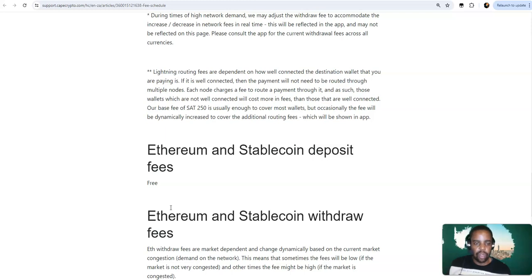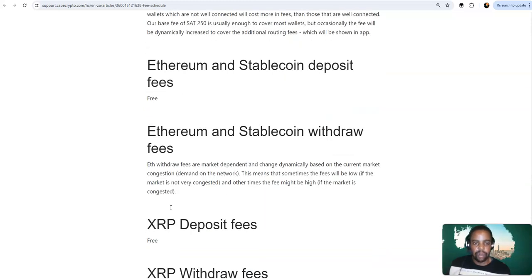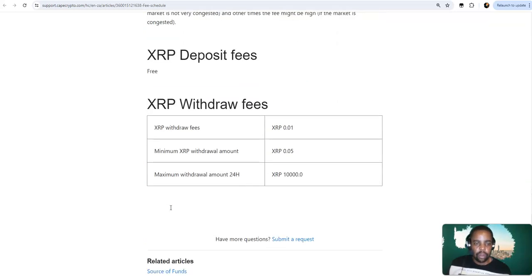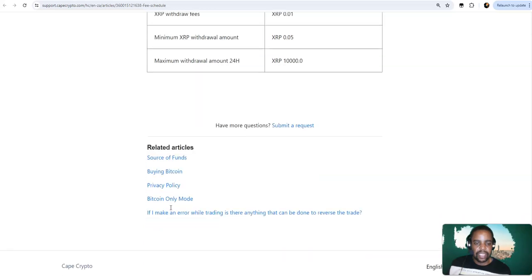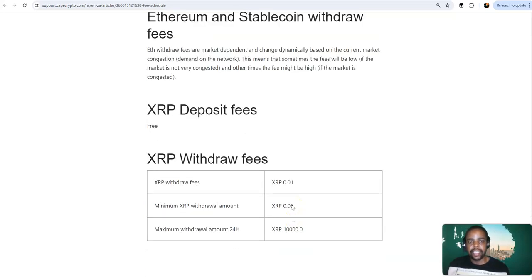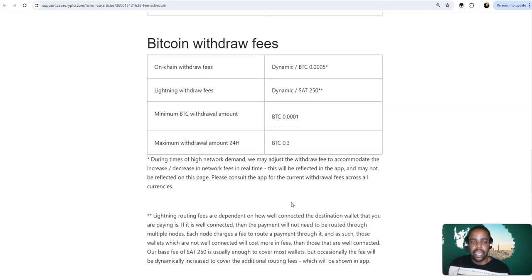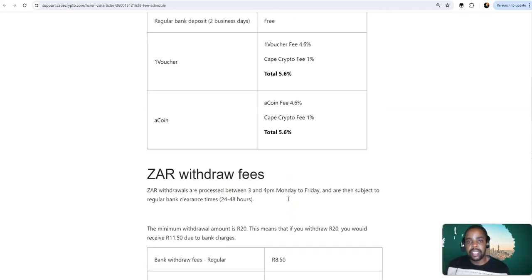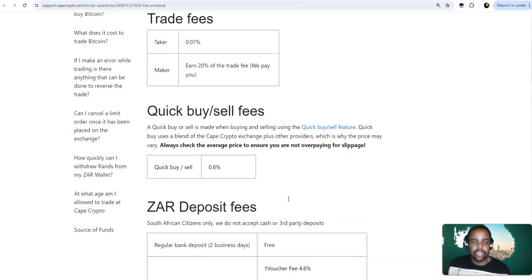Ethereum and stable coin deposit fees, Ethereum and stable coin withdrawal fees, XRP. They also have XRP withdrawal fees and so forth. Okay, these are the amounts. You can see that for yourself, how much they have for XRP withdrawal fees. And that's how it goes in terms of the fees and withdrawals.